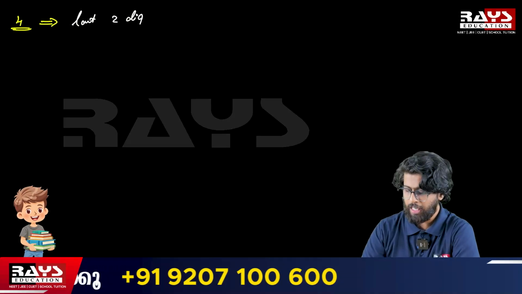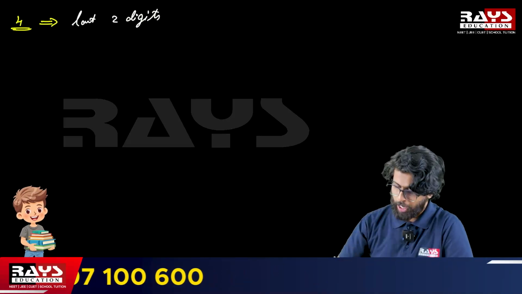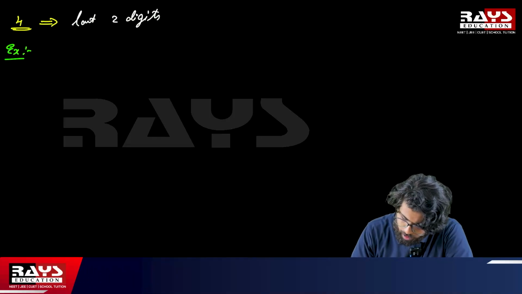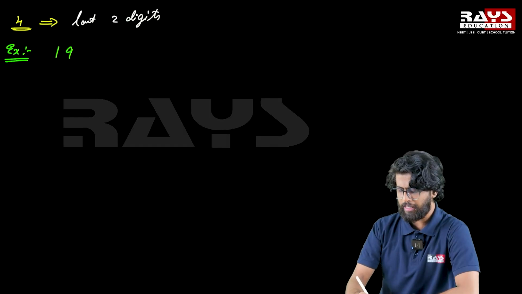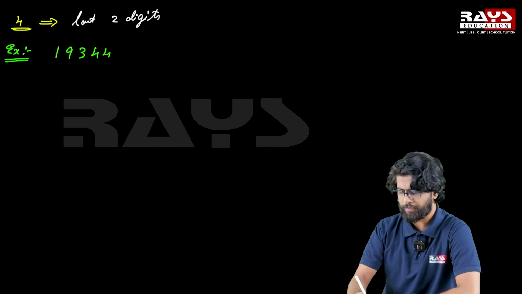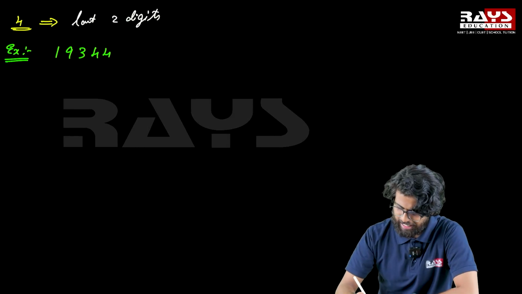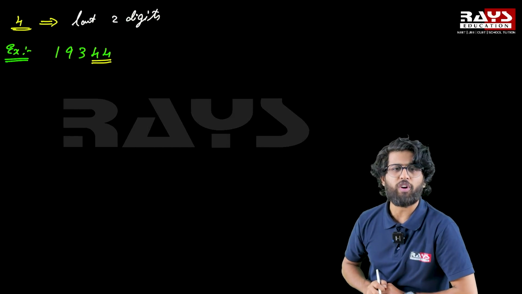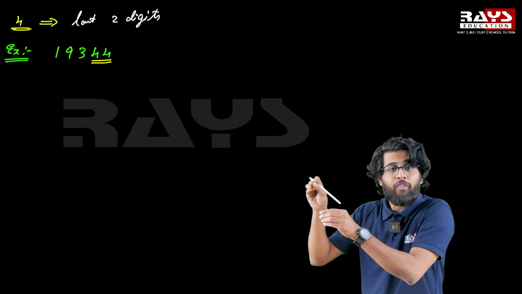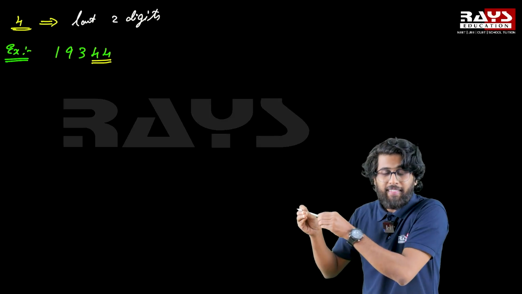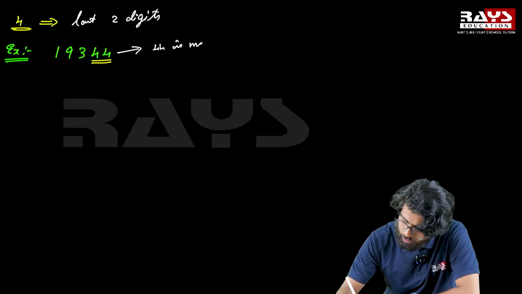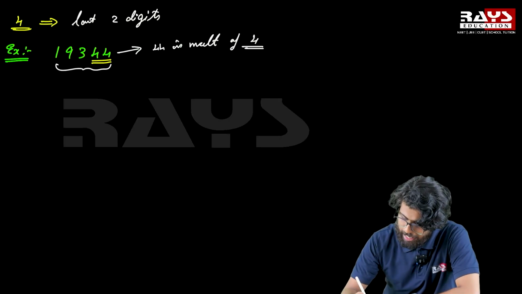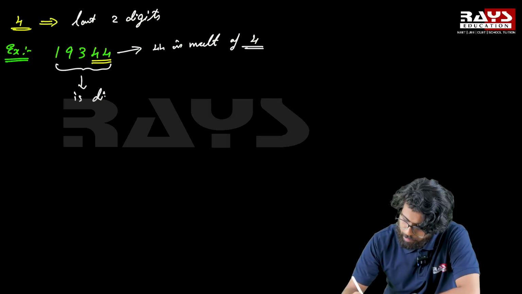By reading this shortcut, every divisibility rule should come to your mind. Now let's give an example. Let's take a big number here. No issues. Let's say 19344. Just check the last 2 digits: 44, guys. 44 is a multiple of 4. We know 4 times 11 is 44. That means we can write that 44 is a multiple of 4. Therefore that makes this particular number divisible by 4 as well.